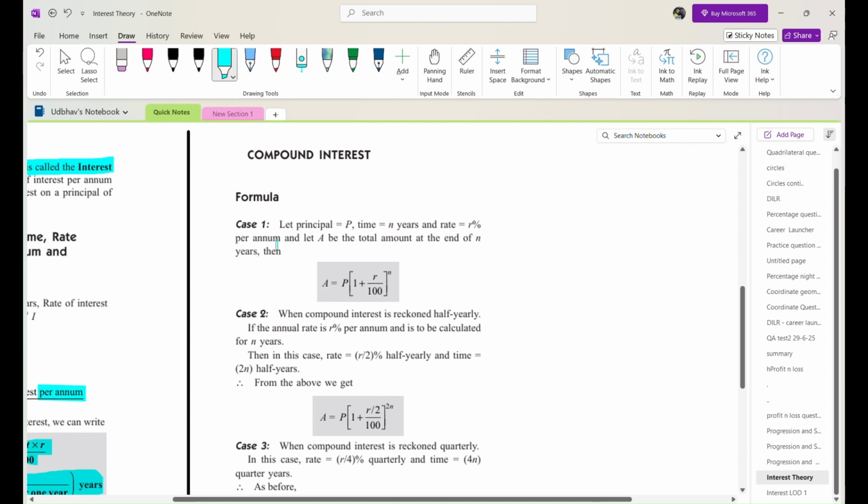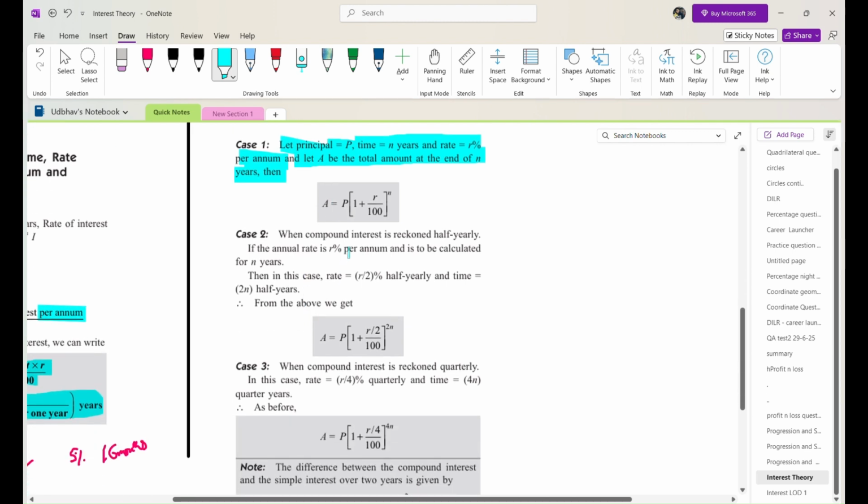Case 1: let principal be P, time be n years, and the rate is R% per annum. And let A be the total amount at the end of n years. Then amount equals P times (1 plus R by 100) raised to the power n. So this is the formula for amount. This isn't the interest. We can get the interest by doing amount minus principal.